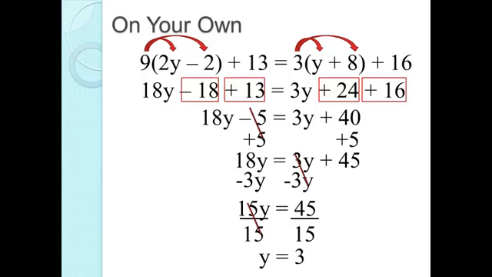Just remember, as you are doing your practice, distribute first if needed. Next, always combine anything on either side of the equal sign. Finally, you will move all numbers to one side of the equal sign and variables to the other in order to solve.